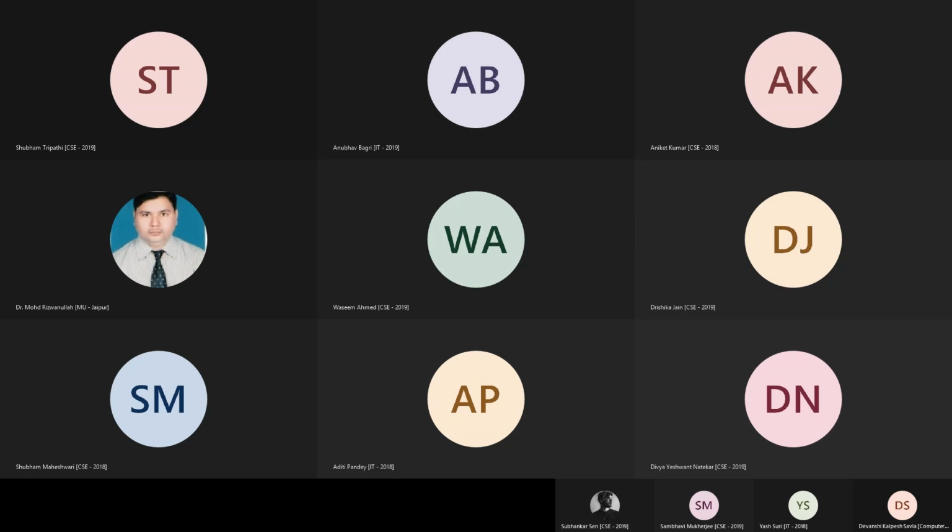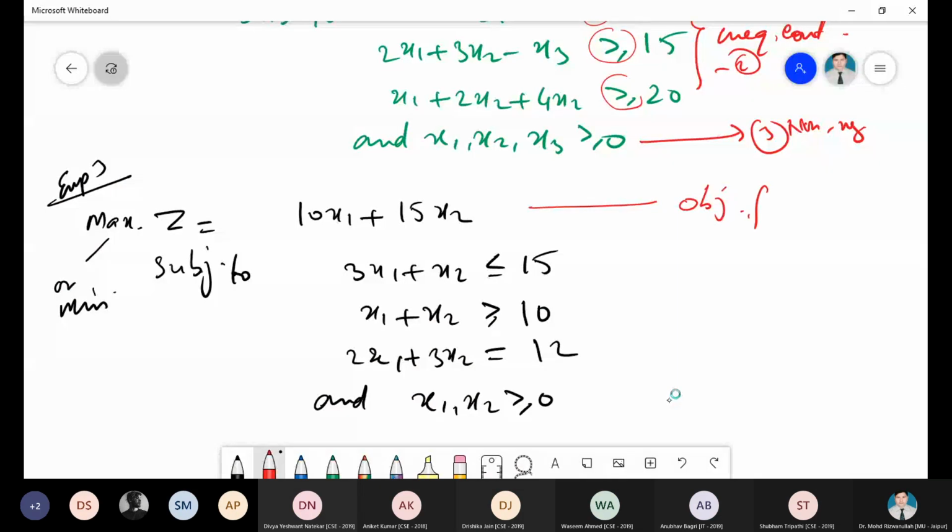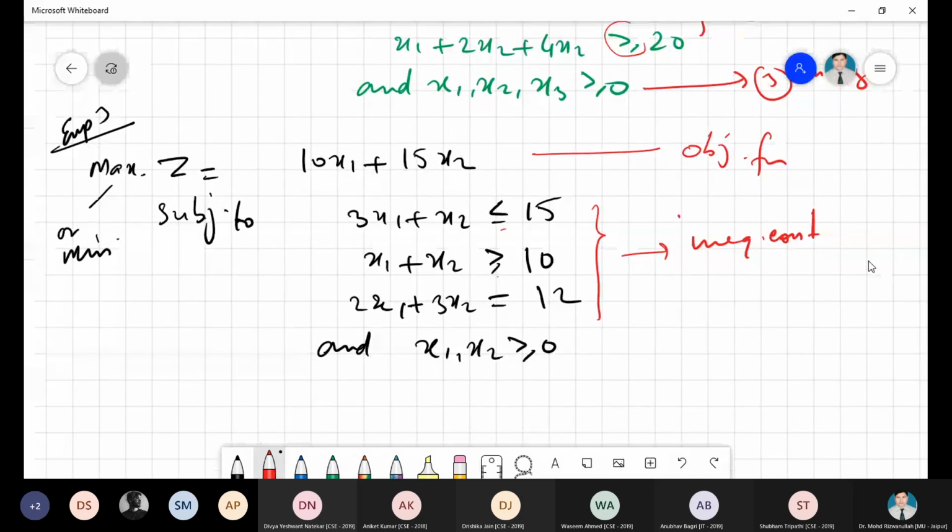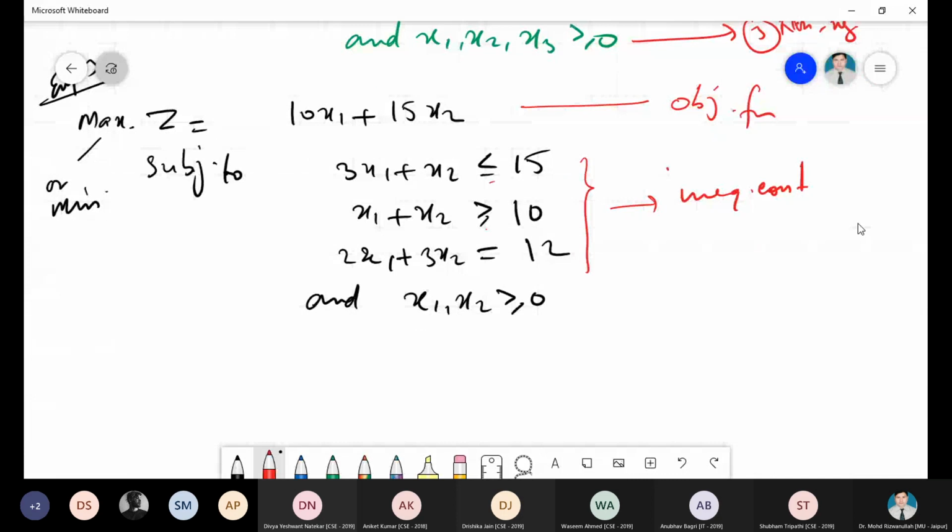So now see, this is the objective function, and one is less than, another is greater than, another is equal. So these are again inequality constraints. These are the varieties of the linear programming. When we have different methods, we will solve different kinds of problems, right? And this is the non-negative restrictions. Right? So this problem is called the mixed type problem.